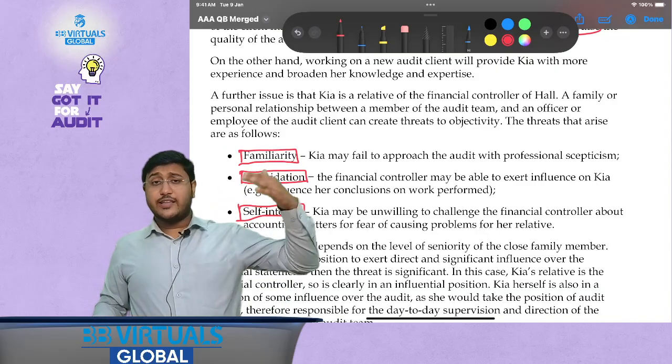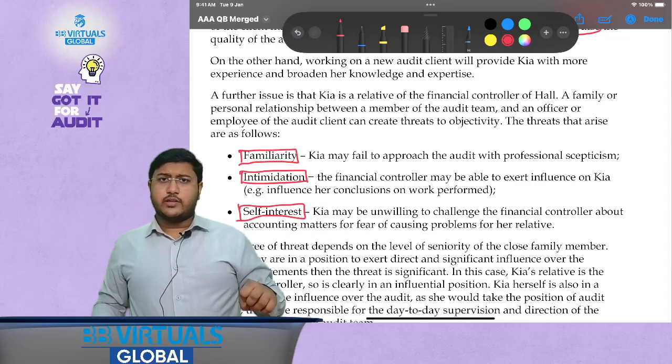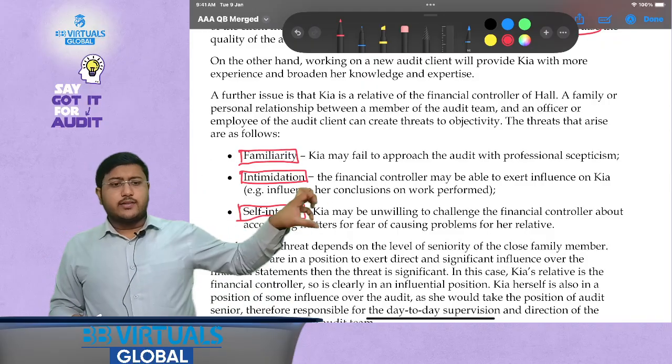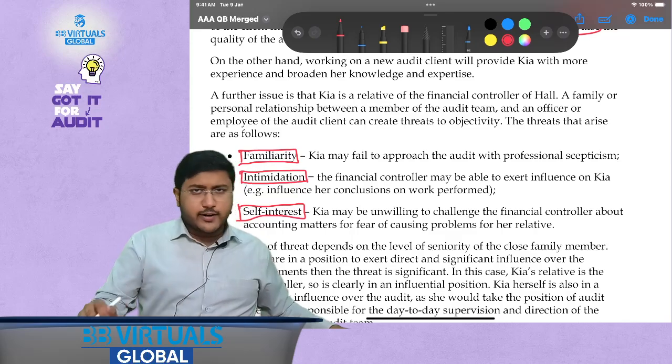Why intimidation? Because they can use their relation to intimidate this particular senior. Also, this particular senior has their interest in that particular company, so there would be a self-interest there, but majorly it is familiarity.